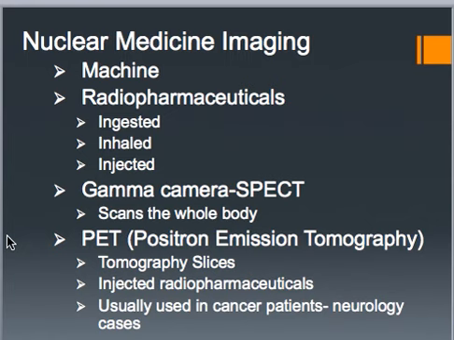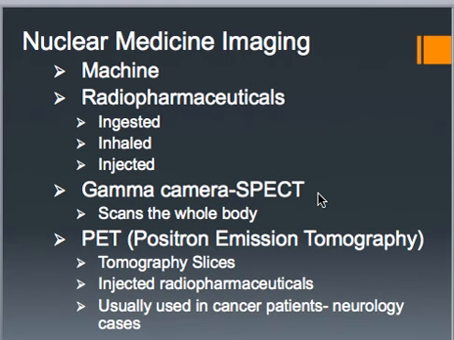So with the SPECT gamma camera, which SPECT stands for single photon emission computed tomography, a lot of people think, well, is it CT? But it's not, because a CT scanner emits radiation, and this is made with a gamma camera, which does not.